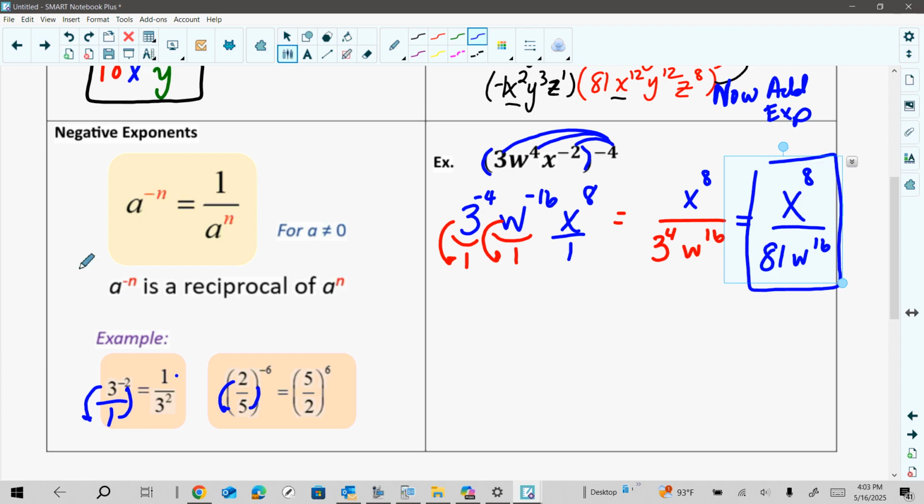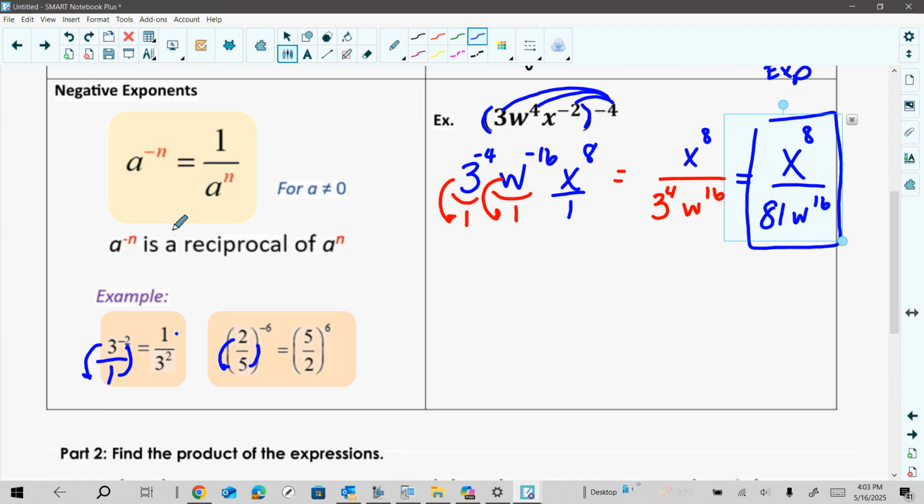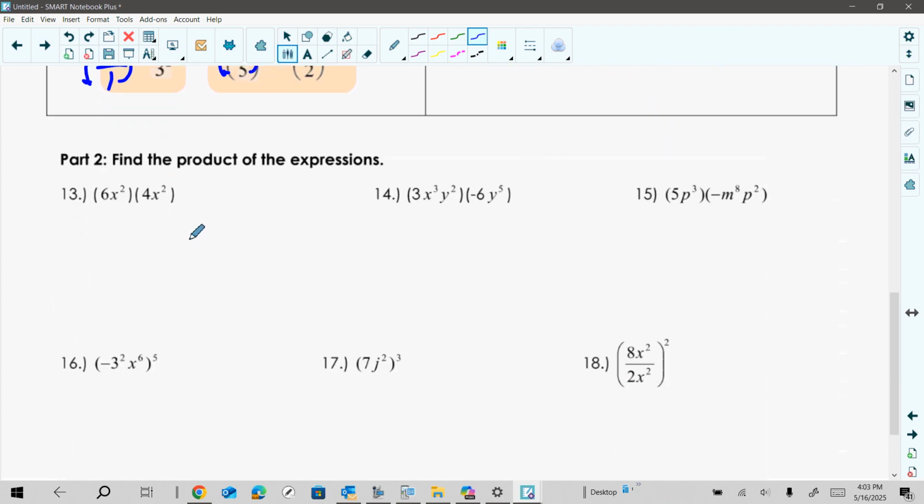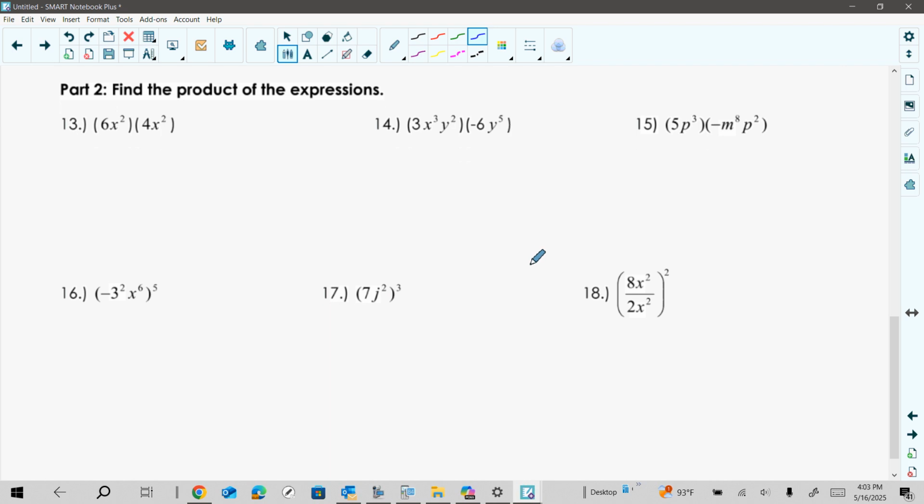So now we're just going to look at a couple mixture problems here. Simplify the expression using the rule. So problem like 13, we multiply the 4 and the 6, that's 24, and then we add the exponents, that's to the 4th. Same scenario, multiply 3 and the 6, that's negative 18, and then we're adding the exponents. There's no x to be added here, so we keep x to the 3rd. With the y's, we can add those exponents, and that's going to be to the 7th power.